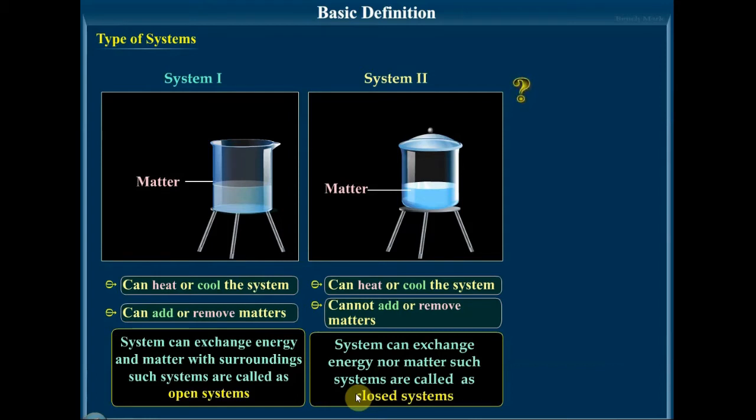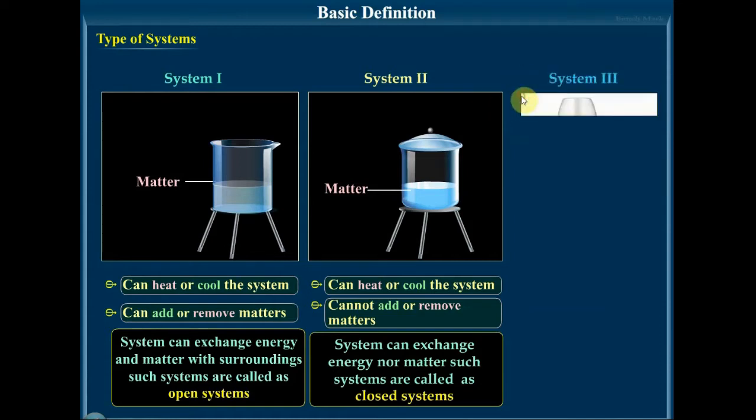So defining it once again, a system which can exchange energy with the surroundings but not mass. Look at the screen there. It is NOR given there. There's a spelling mistake there. Not matter or not mass is called a closed system. Next, we can see the next system.